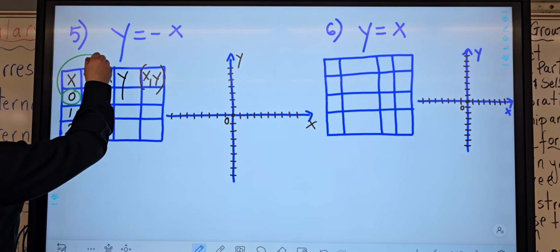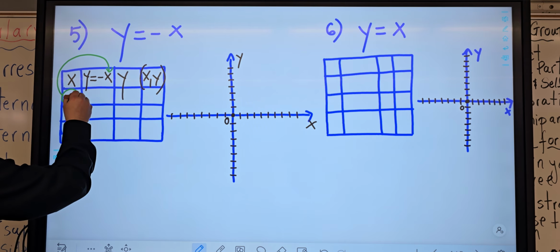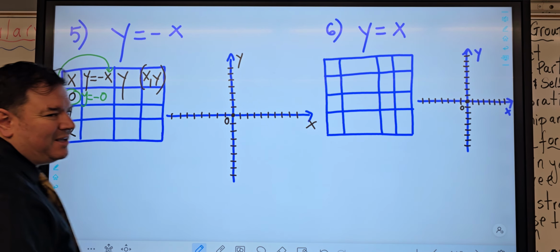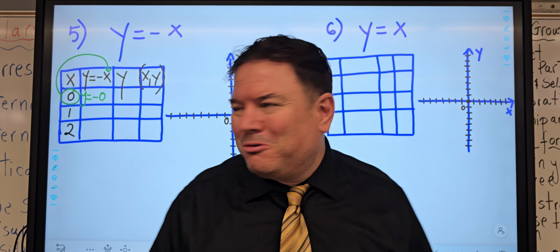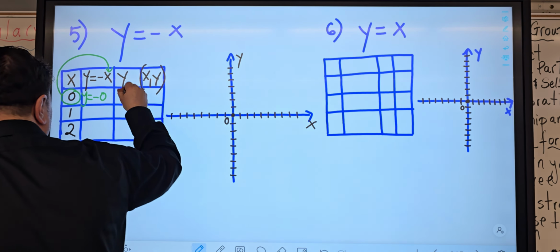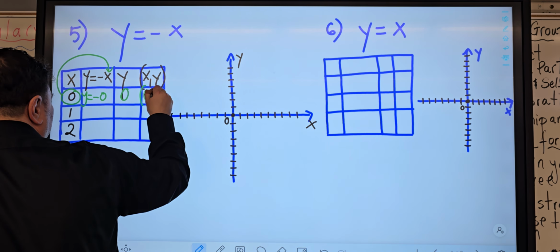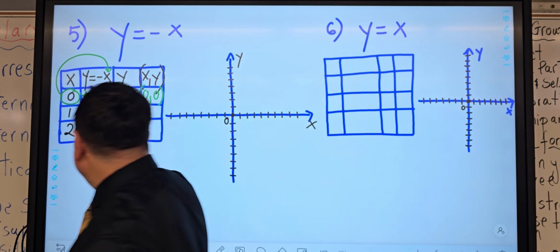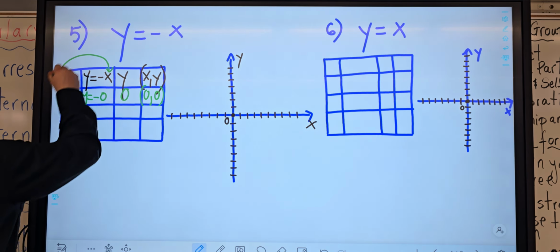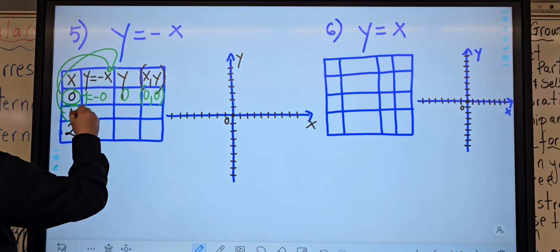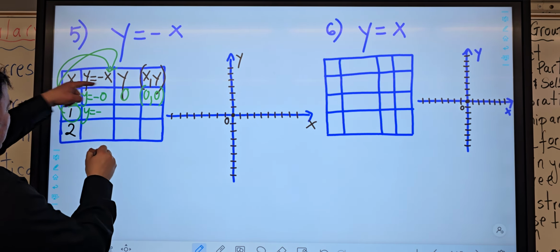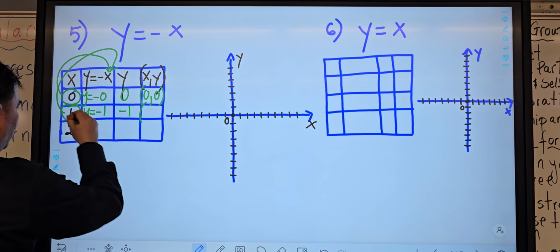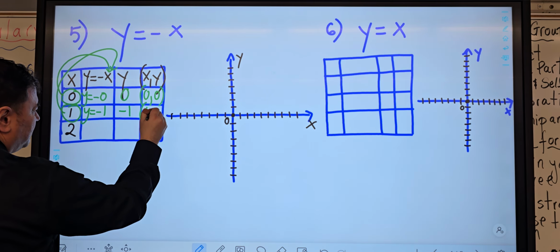We are going to substitute x with 0 first. So we have y equals negative 0, and negative 0 is still 0. So y equals 0 here, and the pair is 0, comma 0. Let's continue with 1 now. We plug in 1 for x, so y equals negative 1. The pair is 1, negative 1.